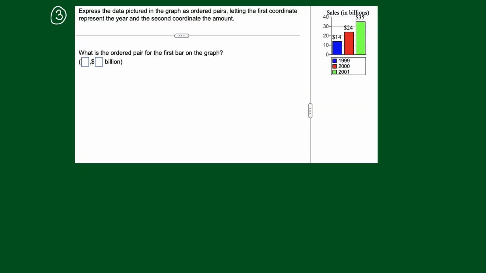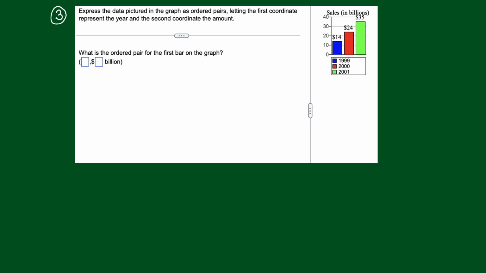We've got a bar graph here in number 3, and what we are supposed to do is express the data pictured in this graph. So apparently this is 1999, this is 2000, this is 2001, and this is sales in billions. Letting the first coordinate represent the year, and the second coordinate the amount. In the first one right here, they've got that one listed for us. What is the ordered pair for the first bar? Well, the horizontal comes first, so that's 1999.